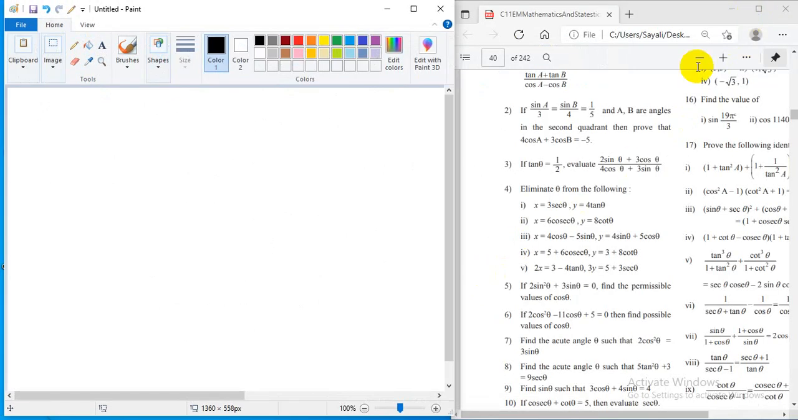See, find the acute angle theta. See what they have said. Now we will go for problem number 8 from exercise 2.2. See what that problem is? Find the acute angle theta such that, so find the acute angle.